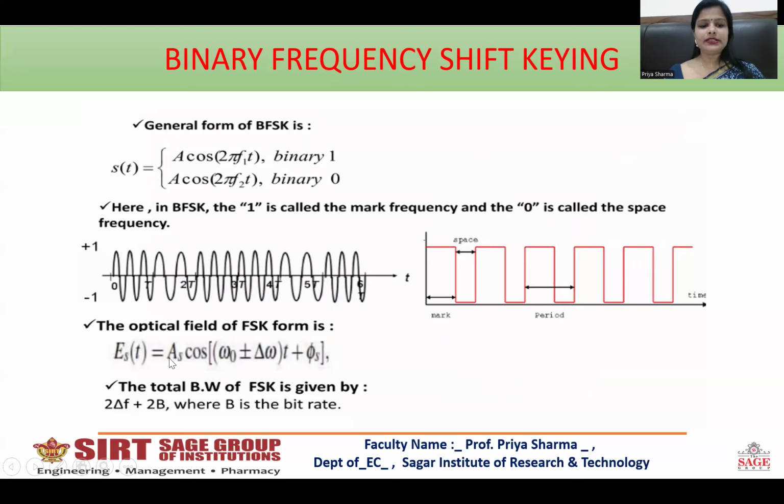And it is written as A is the maximum amplitude of the signal, cos(omega naught plus del omega)t plus phi s. The total bandwidth of the FSK is given by twice of del f plus 2b, where b is the bit rate.